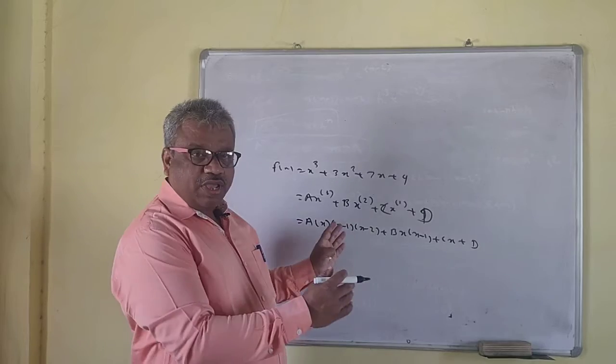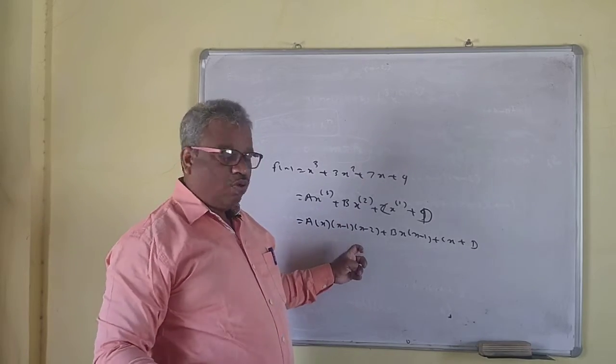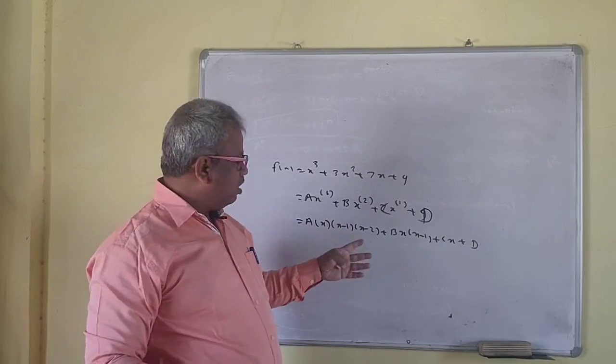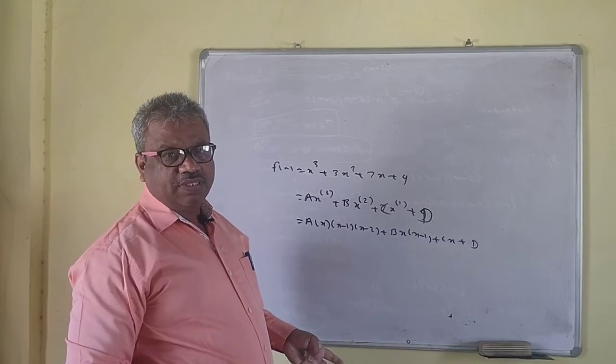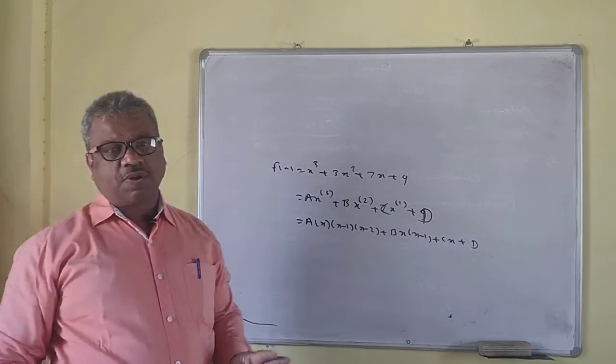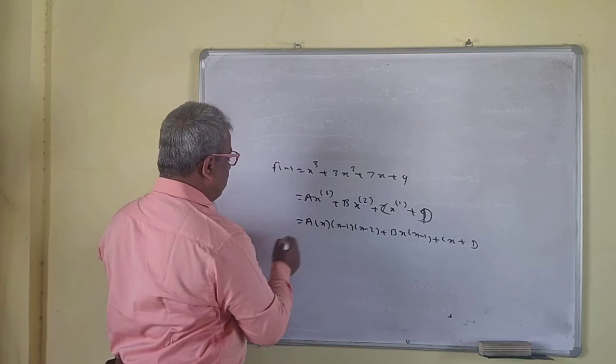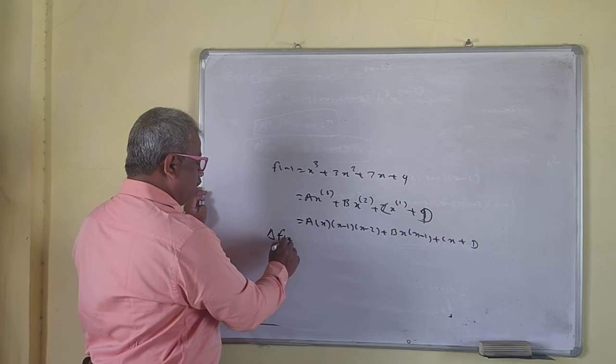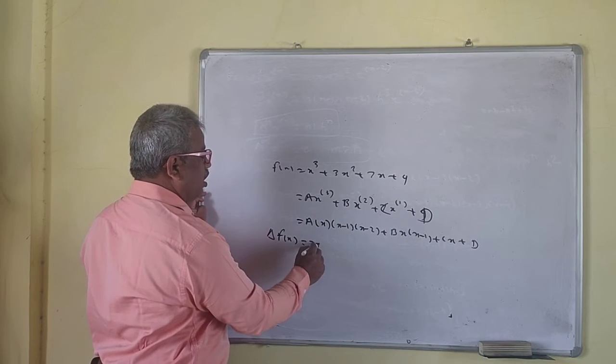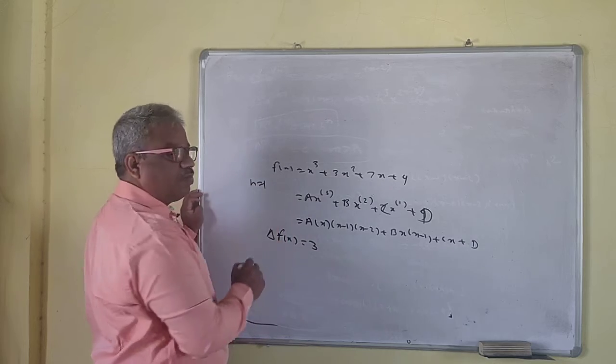That means you have to expand this. You get the coefficient of x in terms of a, b, c, and the coefficient of x square in terms of a, b, c. You have to solve those equations. You have to find the values of these. If you get these, then easily you can find the differences. So suppose h is equal to 1.